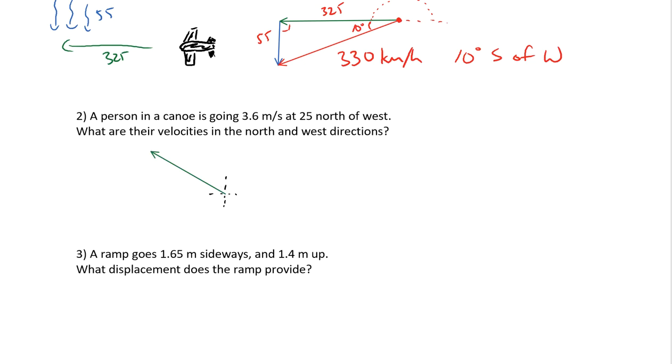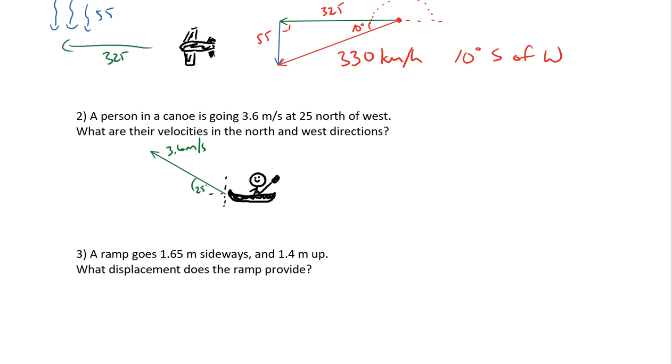So let's label a couple things here. That's 3.6 meters per second, and there's my 25 degrees north of west. And of course, it would be nice if we actually drew a little canoe. Here's something like that. Okay. There you go. There's a little happy guy with his canoe. There's his oar. There we go.